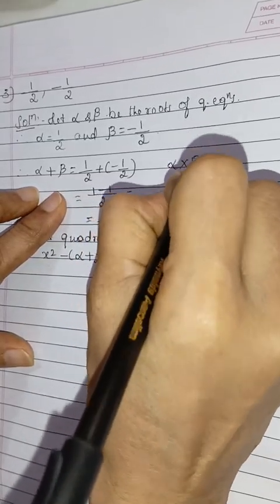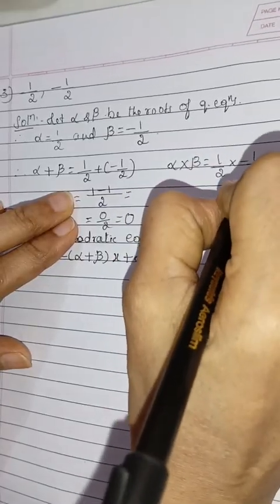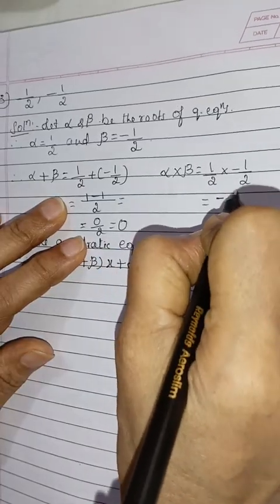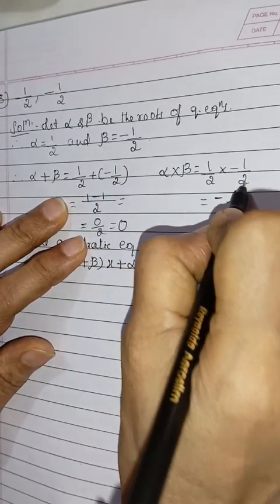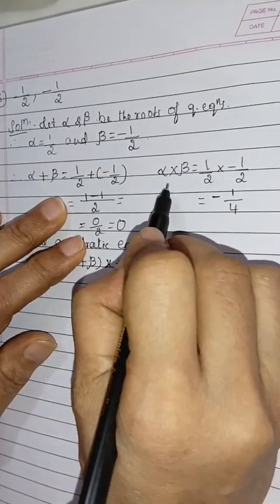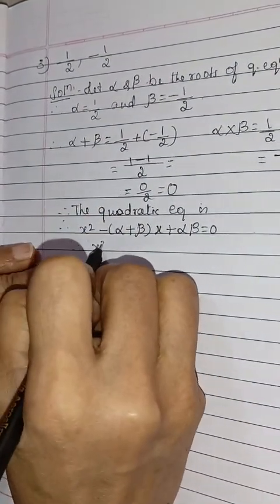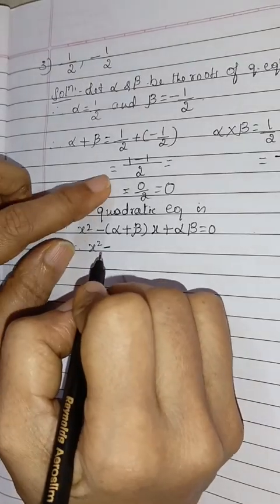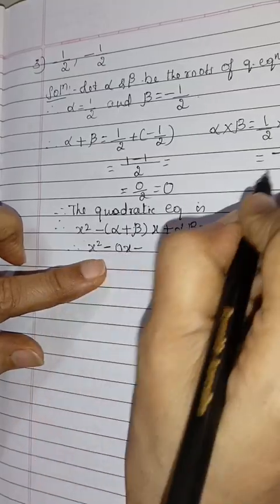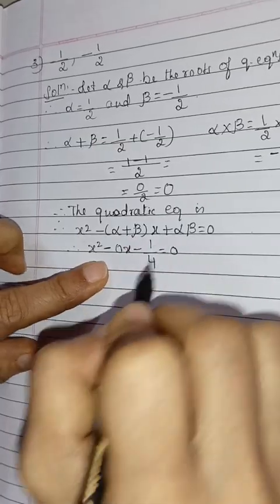That is, multiply 1 by 2 multiplied by minus 1 by 2. That is minus 1, 1 times 1 is 1, divided by 2 times 2 is 4, so minus 1 by 4. This is alpha into beta that we need here. Therefore x square minus 0 x plus minus 1 by 4 equal to 0.